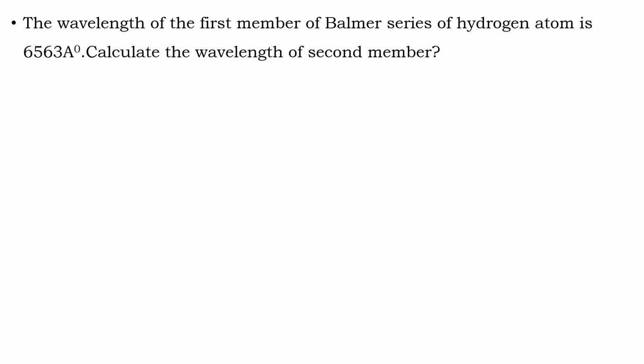And second problem, the wavelength of the first member of Balmer series of hydrogen atom is 6563 angstrom. Calculate the wavelength of second member. We are considering the equation for the wavelength as nu bar is equal to 1 by lambda is equal to Rh into 1 by n1 square minus 1 by n2 square. Here we are considering the Balmer series. The Balmer series is the second series of hydrogen spectrum. And we are considering the first member of the Balmer series.